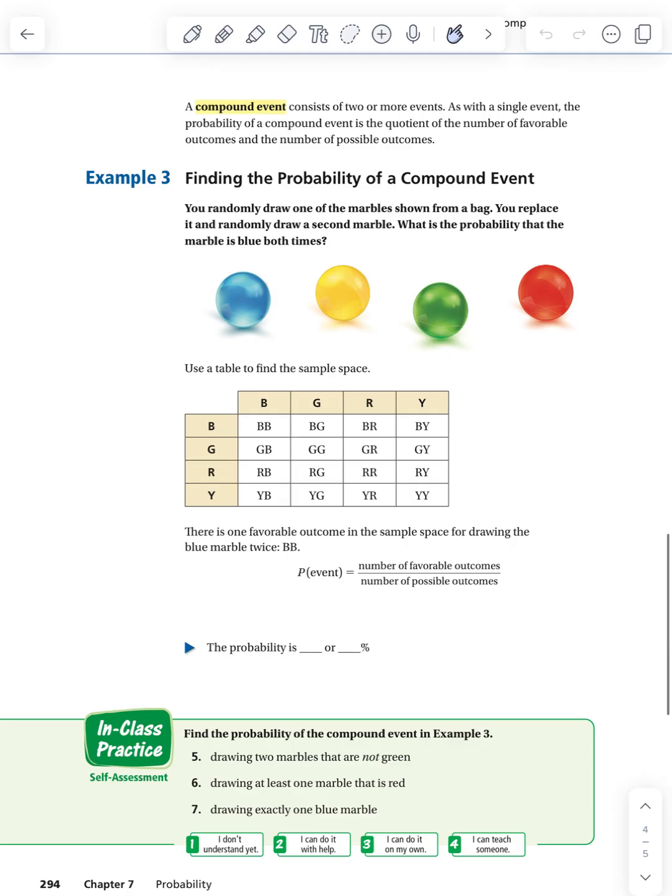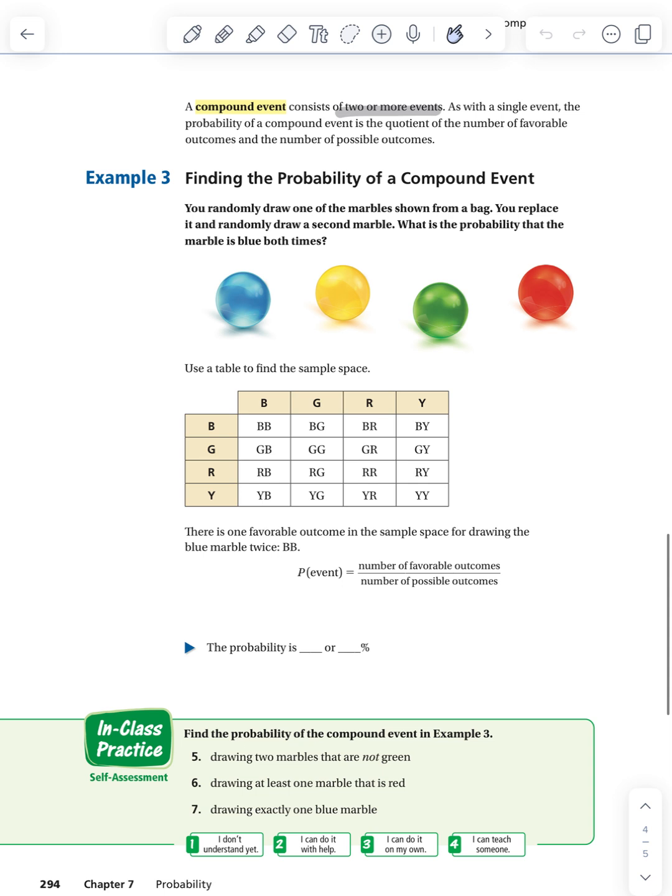All right, so now that we know how to find the sample space or the total number of outcomes for a compound event, let's learn how to find the actual probability. Again, a compound event consists of 2 or more events. You randomly draw one of the marbles shown from a bag. You replace it and randomly draw a second marble. What is the probability it is blue both times?